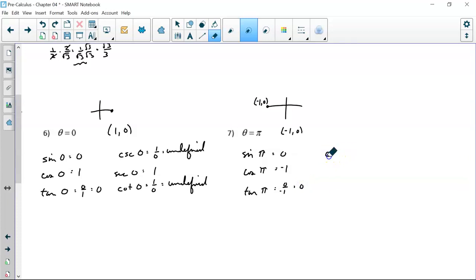Now the reciprocals. The cosecant of pi is going to be 1 divided by 0, which is undefined. The secant of pi, the reciprocal of negative 1, is still negative 1. And the cotangent of pi is going to be 1 divided by 0 again, and that is undefined as well. So if you look there, the cosecant and cotangent are undefined.